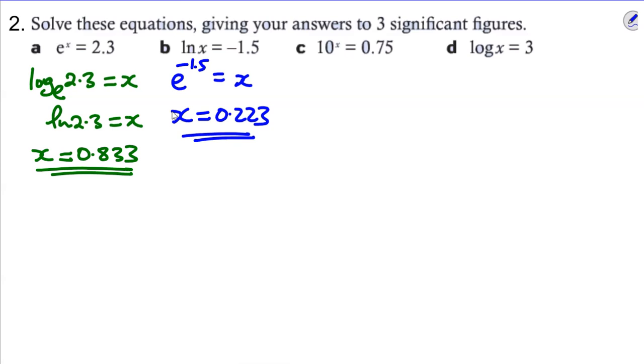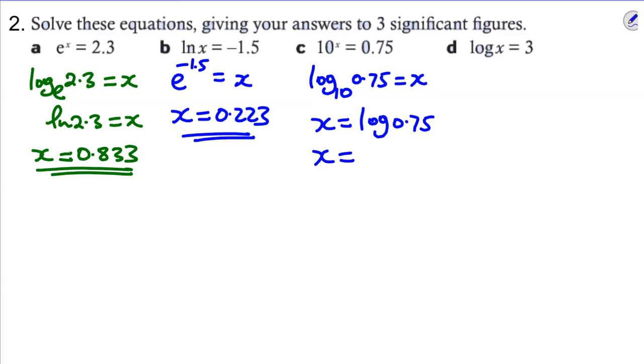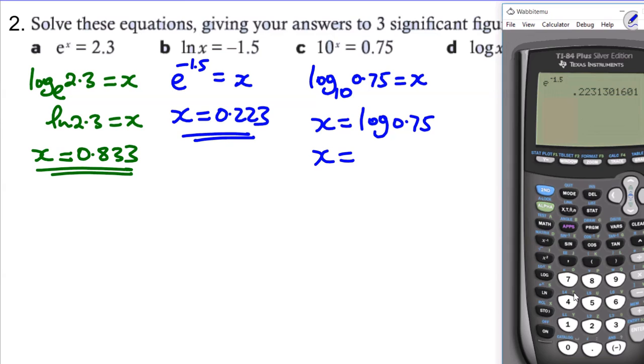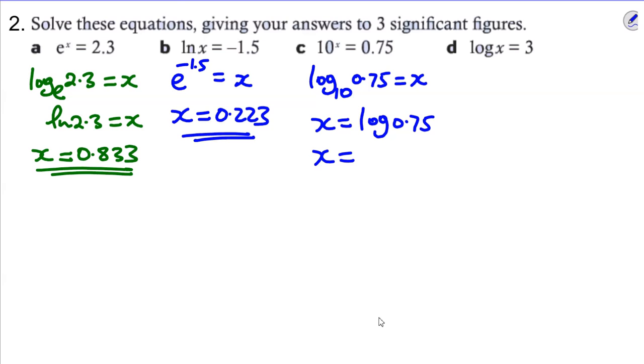So if you go on to converting from exponential form to log form, you'll have log to base 10 of 0.75 is equal to x. So x will basically be equal to log 0.75. As you know, log base 10 can be written as log something. So log 0.75, if you go on your calculator again, log 0.75, and you should be able to get your answer, which is negative 0.125.